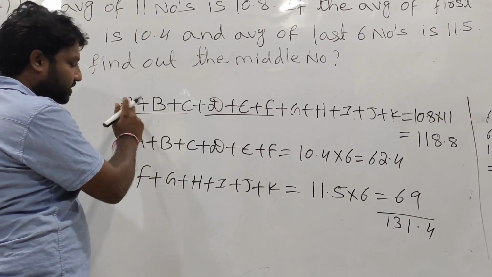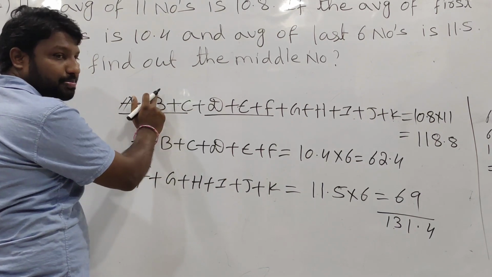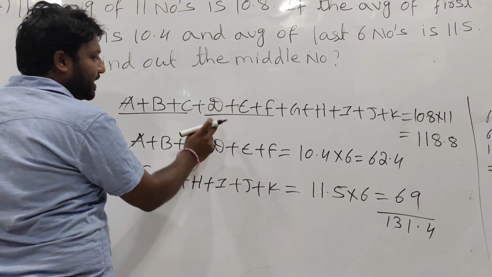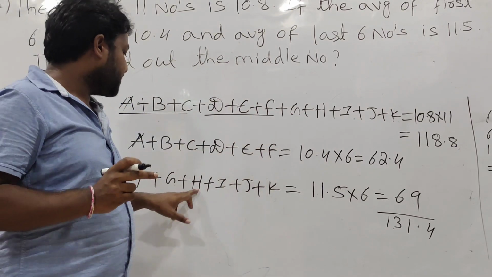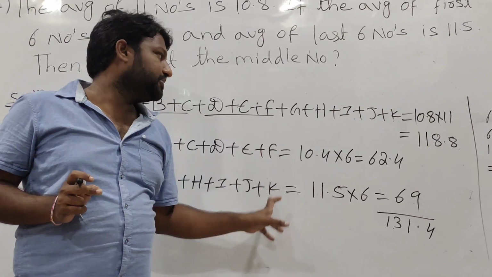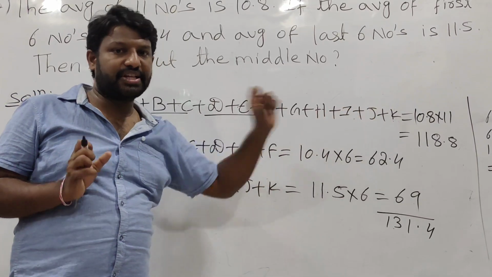A minus A, this A gets cancelled. B minus B, C minus C, D minus D, E minus E, F minus F. Next G minus G, H minus H, I minus I, J minus J, K minus K. Everything gets cancelled.